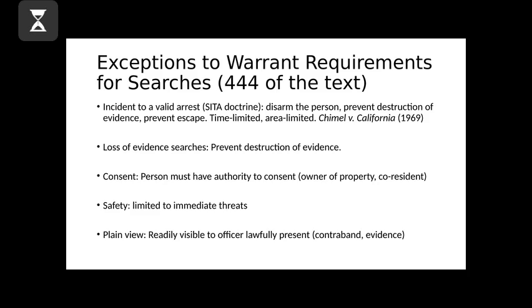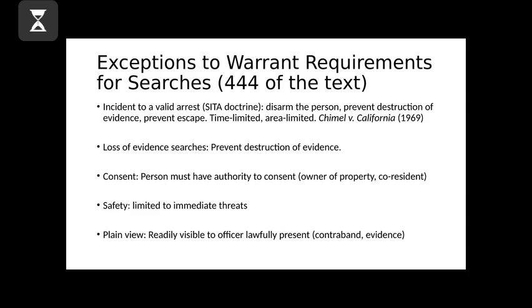Second, loss of evidence searches. Again, exactly what it sounds like, to prevent a suspect from destroying evidence. So this has to be justified by some sort of pressing circumstances. Now, again, these things are always going to go in front of a judge, and the judge has to decide whether the circumstances actually were pressing, or whether, in this particular instance, an officer may have overstepped their authority.